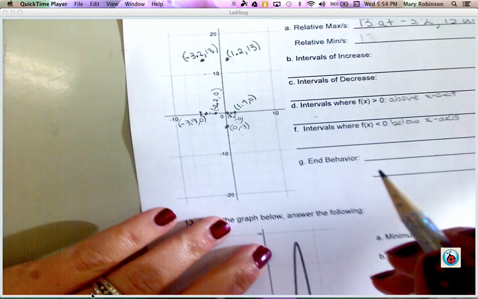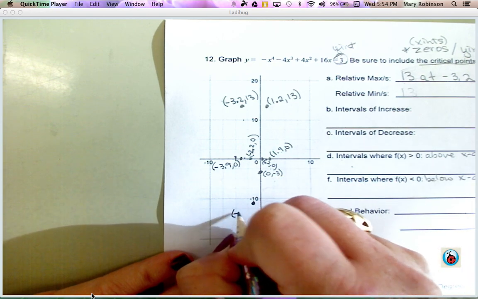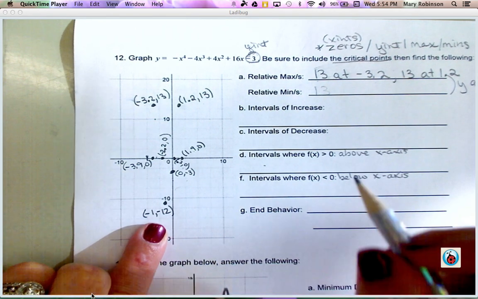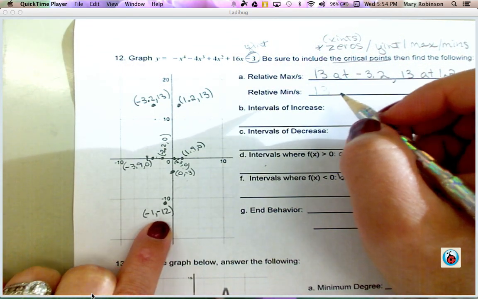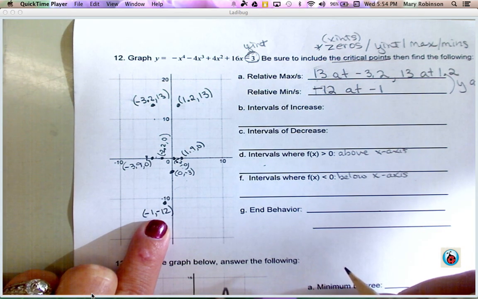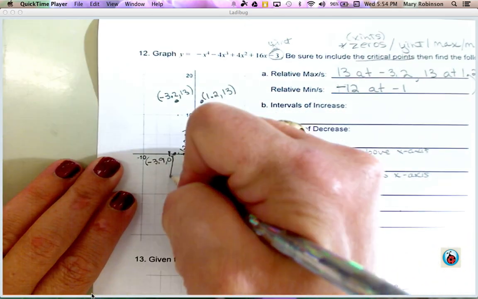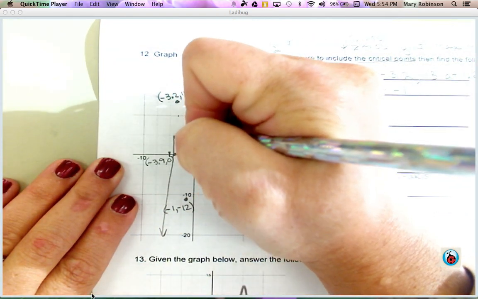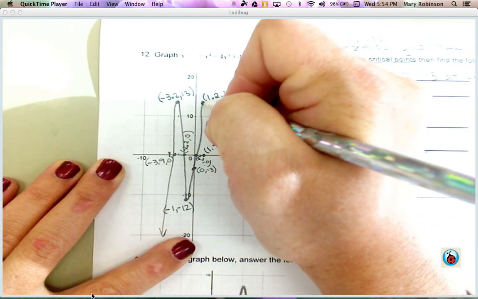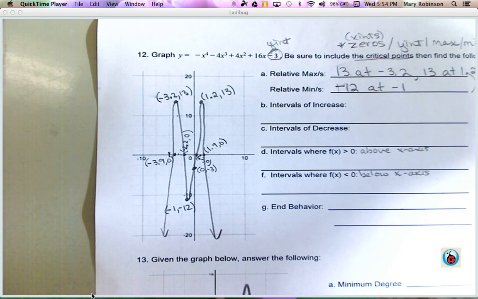So we can graph that. -1, -12 would be about here. And that means we can also do our relative min. So remember, it's your y at x, so negative 12 at negative 1. So now that we've got this graph, we want to make sure that we connect all of our points. So do your best to connect them like they look on the graph. Doesn't have to be beautiful, mine isn't, but it makes sense.